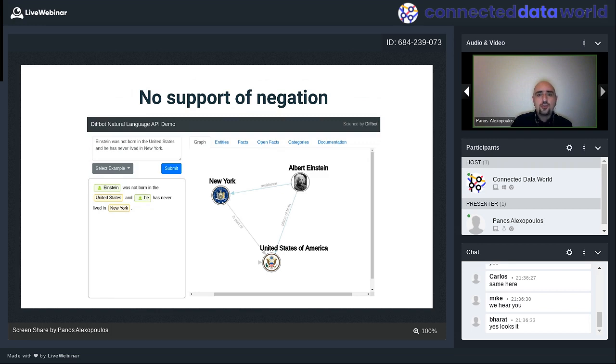And it's okay if you are not able to detect it. The thing is, you don't want false positives out of this, right? So I have the example here. For example, Einstein was not born in the United States, and he has never lived in New York. That's an example, and it gave me the exact opposite facts, right?